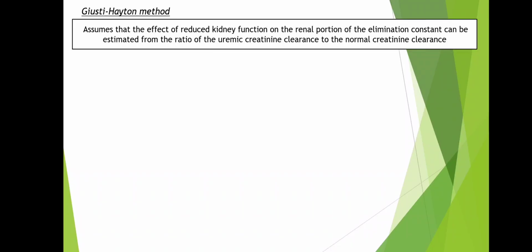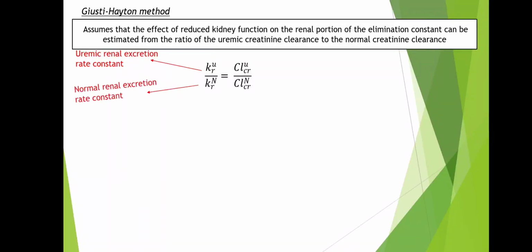Next we have the Giusti-Hayton method, which assumes that the effect of reduced kidney function on the renal portion of the elimination constant can be estimated from the ratio of uremic creatinine clearance to the normal creatinine clearance. So we can write it in this manner, where this is the uremic renal excretion rate constant and this is the normal renal excretion rate constant, which equals the uremic creatinine clearance divided by the normal creatinine clearance.